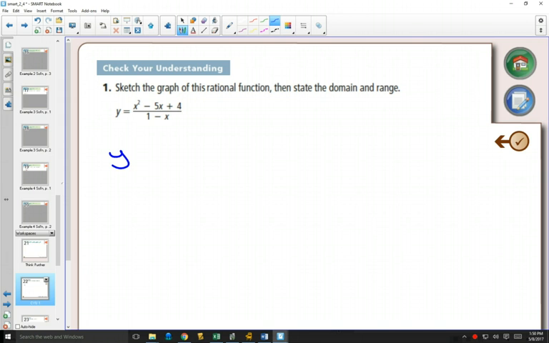First of all, we factor. So on the top, this can factor to x minus 4, x minus 1. On the bottom, maybe by now you've seen this enough times that you start to get used to it. When you have something like 1 minus x, if you factor a negative out of there, then you can write it as x minus 1.